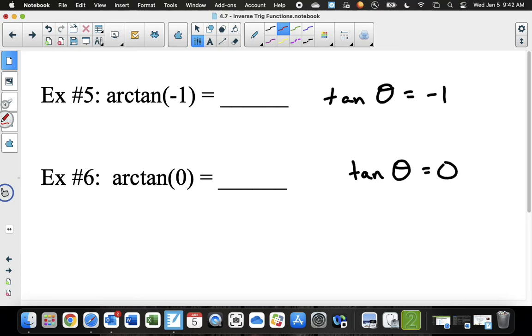All right, let's see. Are we ready? Let's see what we came up with. Trent, help me out. What's the first one? What's the arctangent of -1? Okay, let's see if you're right. -pi/4 is what Trent said.